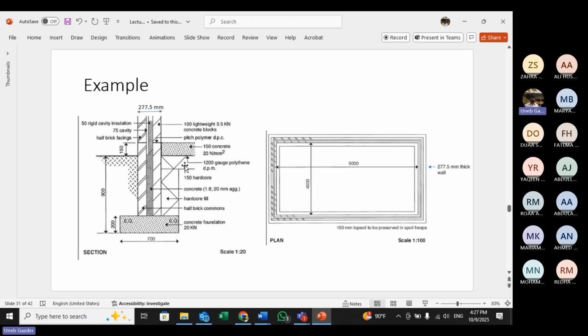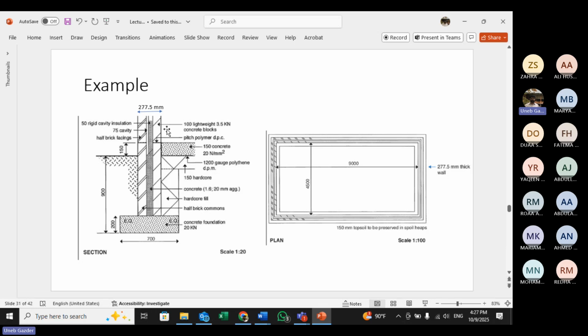Okay, this is the hard core. Sorry, this is the reduced level. The hard core. Then you have the concrete slab. Below the slab, you have the 1200 gauge polythene damp-proof membrane under the concrete.